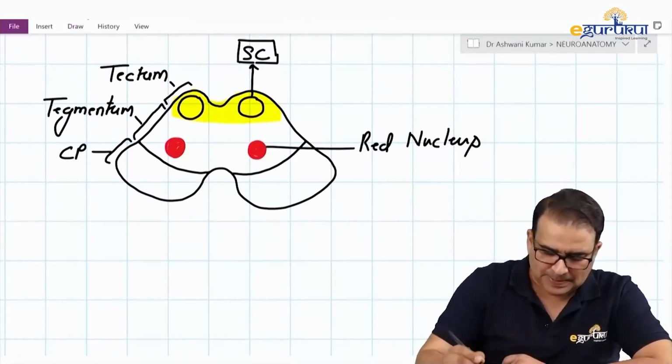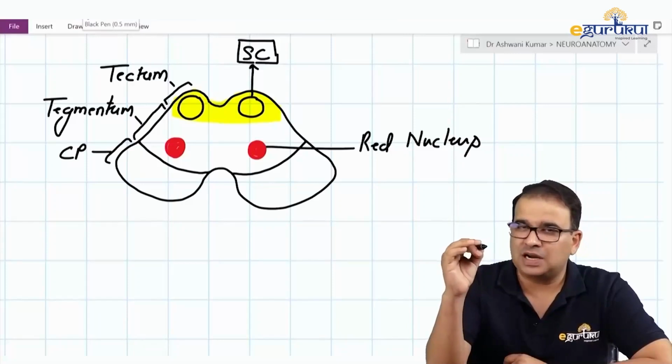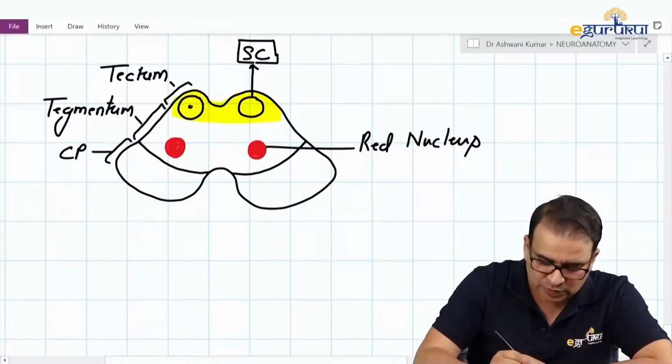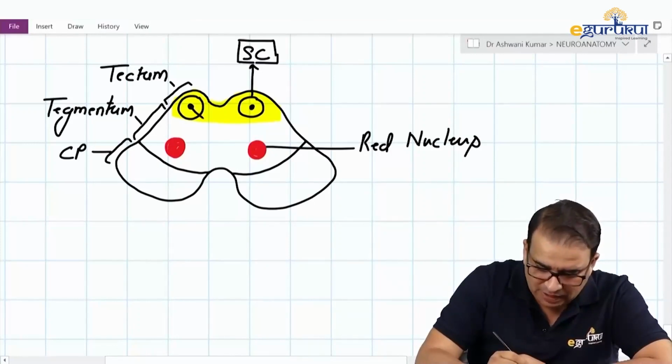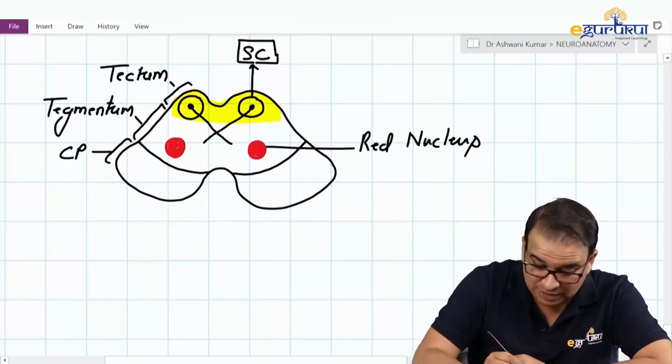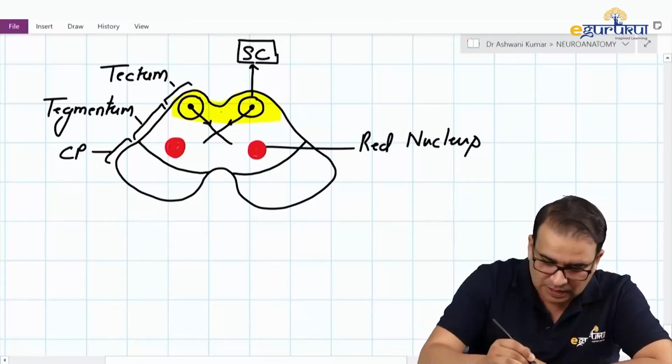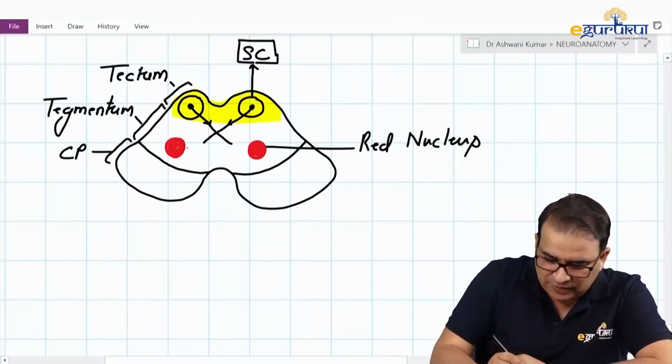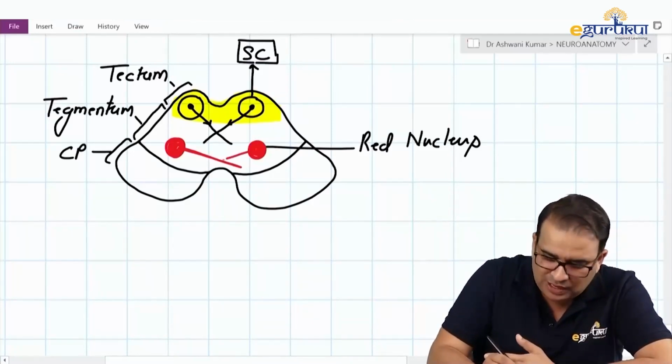Now please notice that the fibers starting from the superior colliculus will come forward in the tegmentum and cross here. In the tegmentum, make sure the decussation is taking place in the tegmentum. And same thing here, the fibers coming from the red nucleus will also come in the tegmentum only. Anyways, it is in the tegmentum and also decussates.